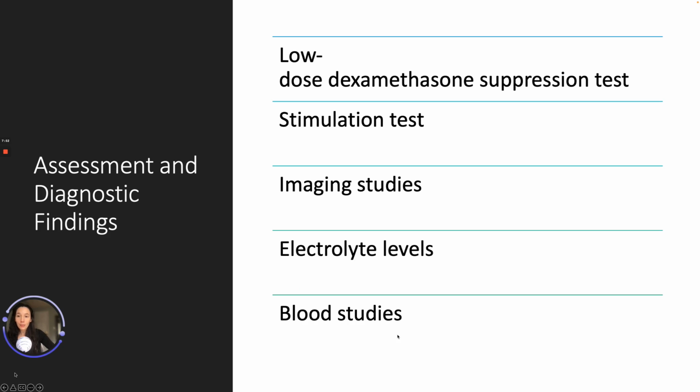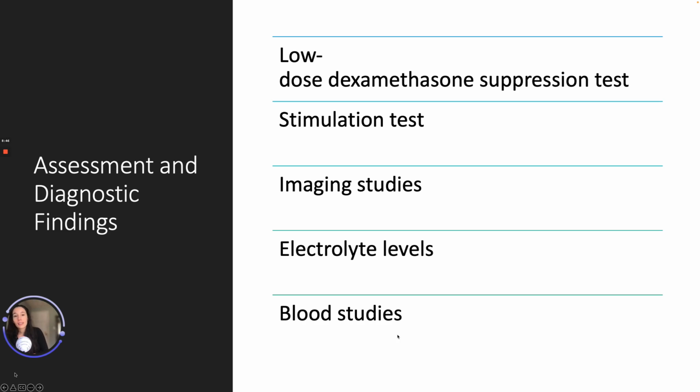So, assessment and diagnostic findings. We can look at a low-dose dexamethasone suppression test. This is when dexamethasone 1 milligram is administered orally at 11 p.m. and the plasma cortisol level is obtained at 8 a.m. the next morning, and this usually confirms the diagnosis of Cushing syndrome.